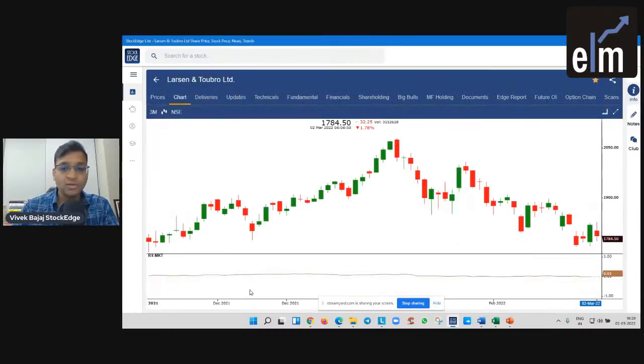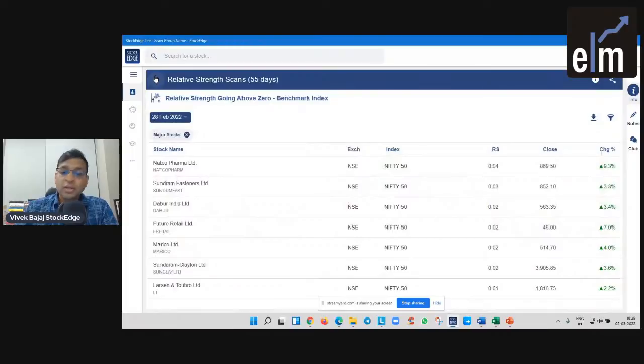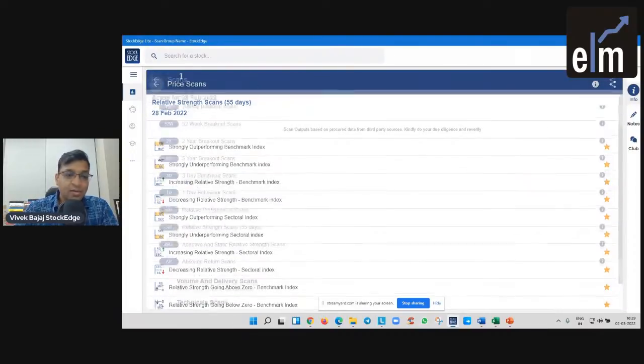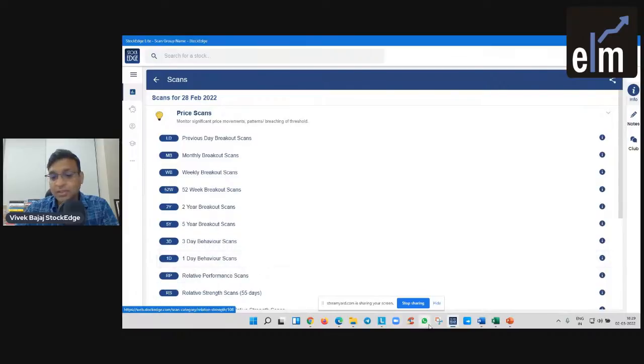Let's take this stock, Larsen and Toubro. What's happening with this stock? So it's almost around RS zero. So it may be the one which has started building momentum. And if it crosses the previous swing high, it has the potential to give you a good breakout. So you can use StockEdge scanners to find out stocks where some kind of momentum is getting built up.